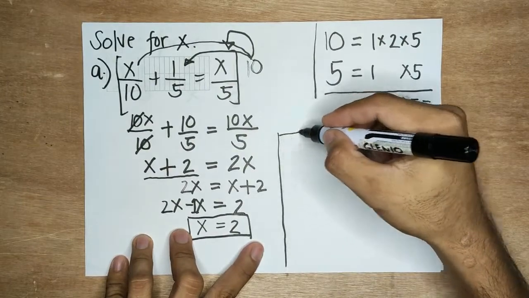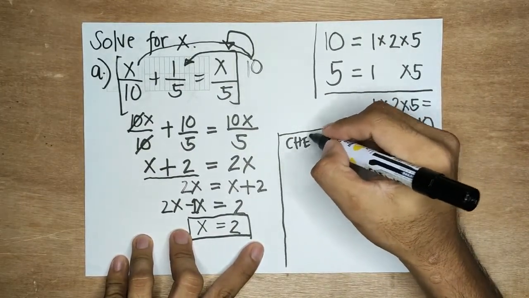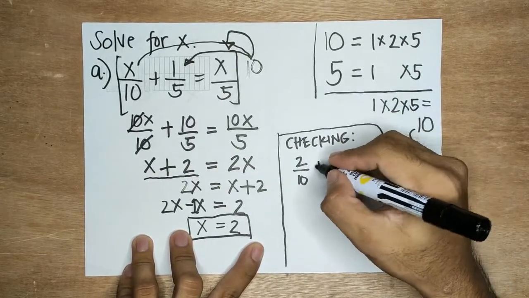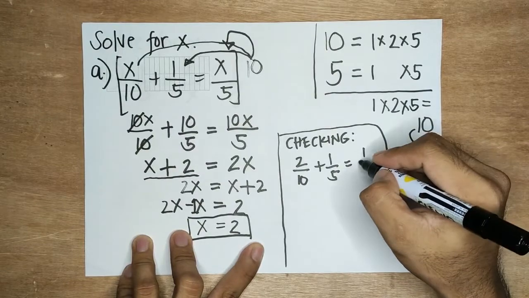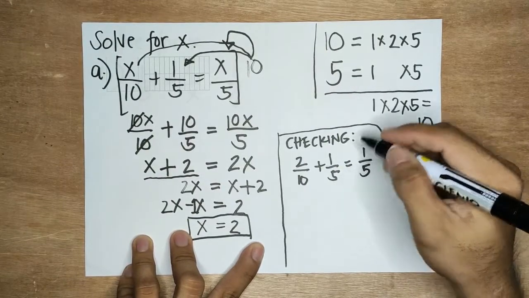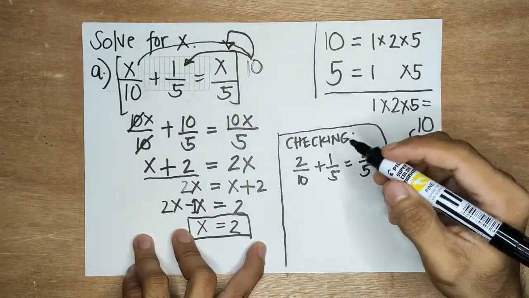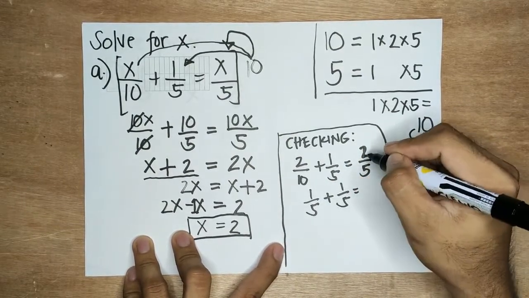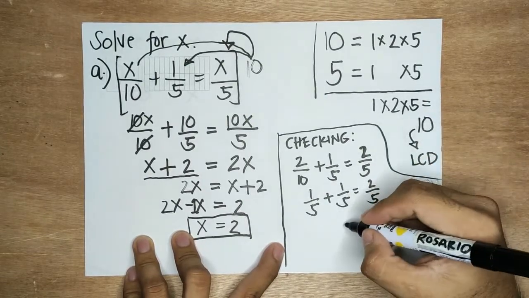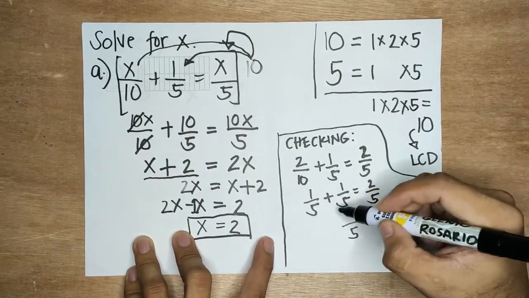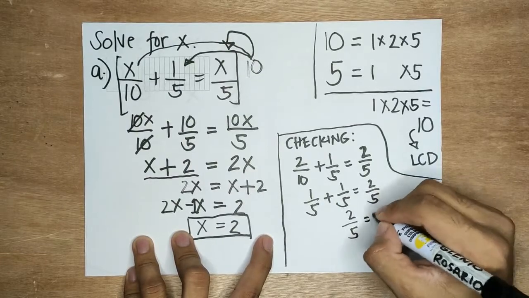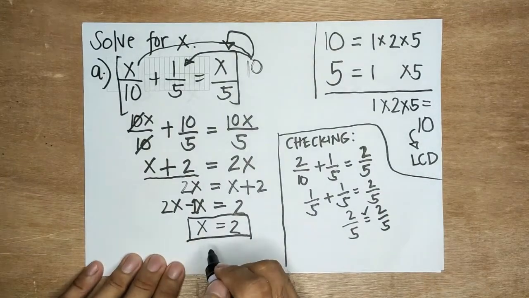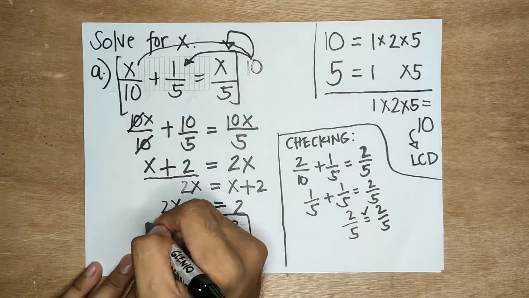So, for the checking, if x is 2, then we have 2 all over 10 plus 1 all over 5 is equal to 2 all over 5. So this will be 2 all over 10 can be simplified into 1 all over 5, plus we bring down 1 all over 5, we bring down 2 all over 5. So we simply add the numerators since similar fractions sila. Okay, so 1 plus 1 is equal to 2. So it gave us equal result, a true statement. So therefore, our answer is correct. X is equal to 2. The solution for this equation is equivalent to 2.